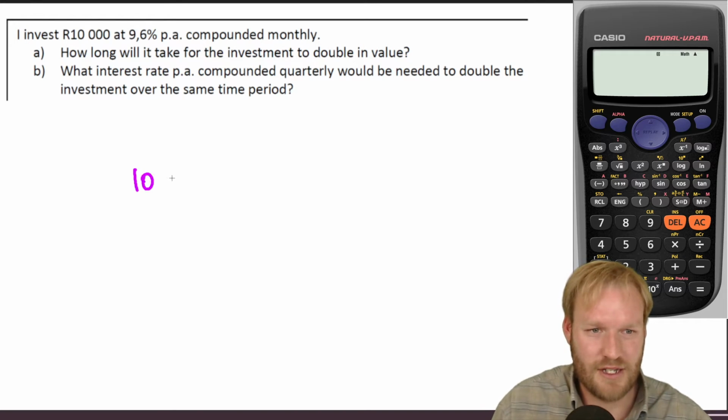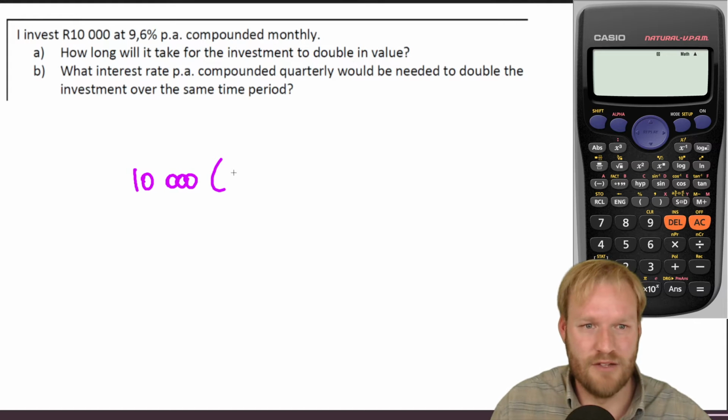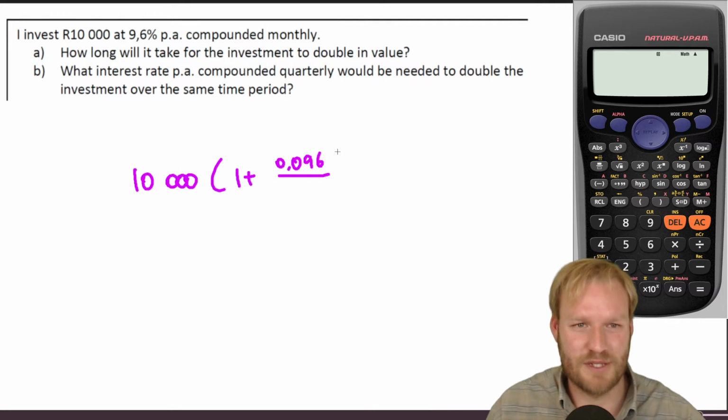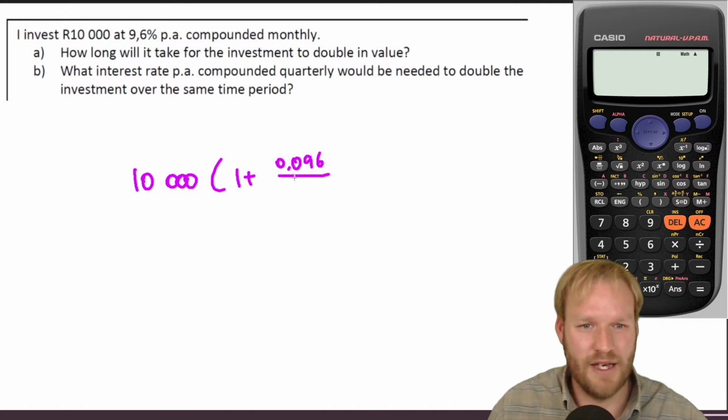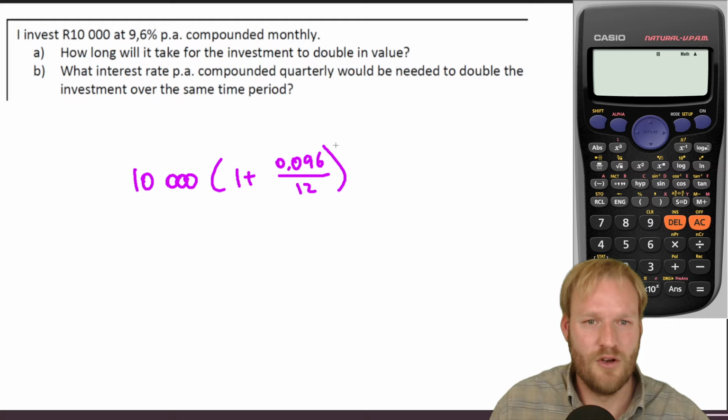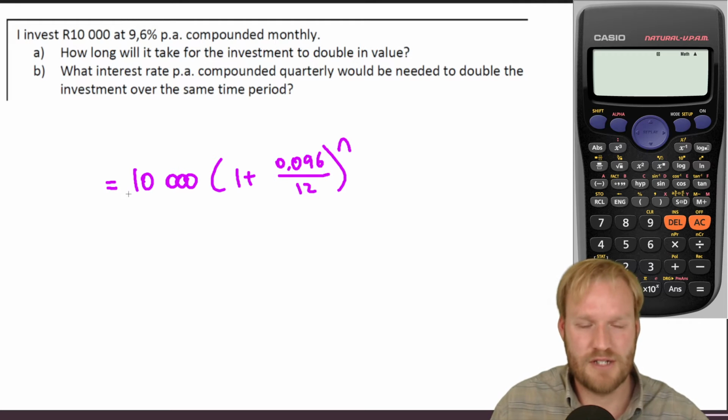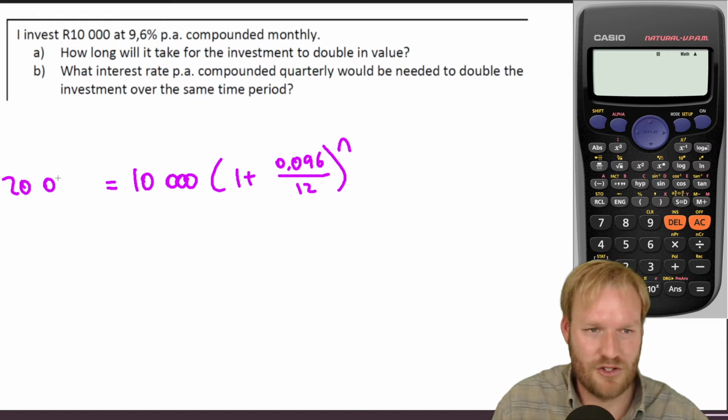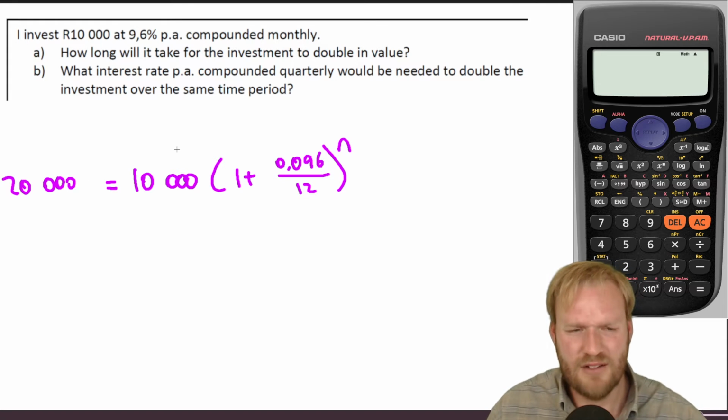So we've taken 10,000 Rand. We've invested it at 9.6. Now be careful, that's 0.096. 0.96 would be 96%. That would be great. And it's compounded monthly, so 12. We don't know how long that's going to take, so we've just got N, and it's going to double, so it's going to get to 20,000 Rand. Okay, kind of makes sense there.